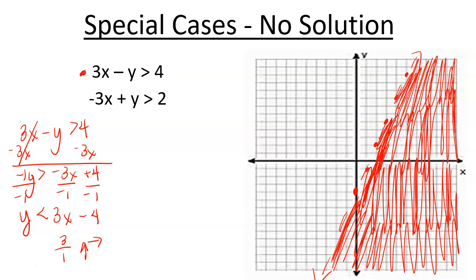So as of right now, anything in the red area except on the dashed line is a solution to 3x minus y is greater than 4. Remember, solution means that any point that's in that area, we could plug in, and it would be a true statement. Now we're going to do the second equation.